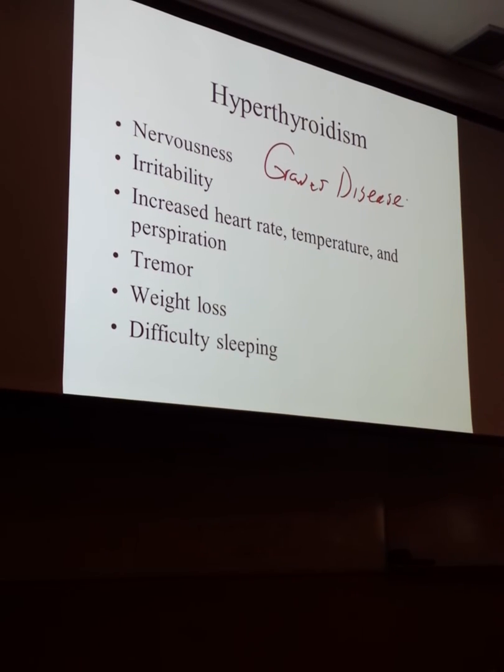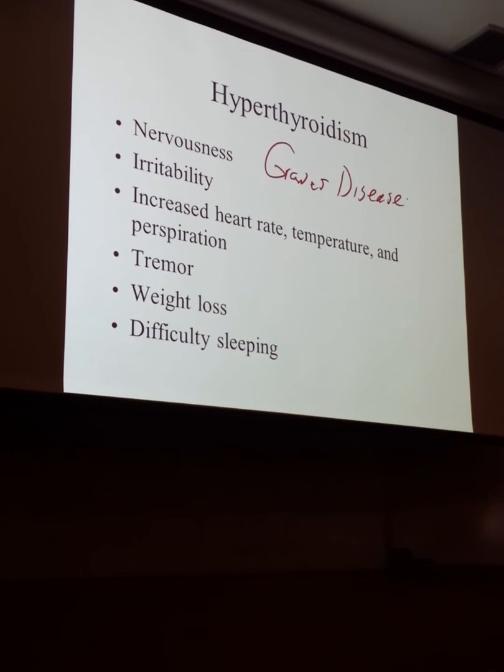You ever heard of Graves' disease? Graves' disease is a form of hyperthyroidism where the eyes start pooching out. You get very proptotic. And so people that have Graves' disease look like the eyes are going to pop right out of the socket. Okay?